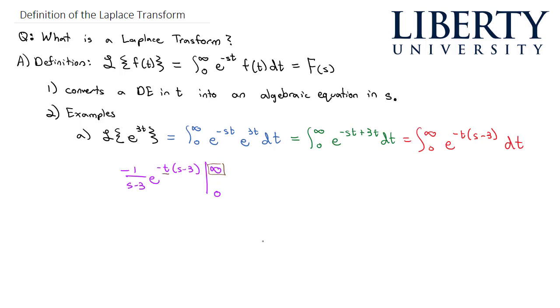As our t approaches infinity, we end up with a negative huge number in our exponent. And e to a negative huge number is 0, and 0 times anything is 0. So we'll subtract, and then we'll plug the 0 into our exponent of t, which is going to give us a negative, makes it a positive, 1 over s minus 3, times e to the 0, which is 1. So this comes out to be 1 over s minus 3. And so what we found is the Laplace transform of e to the 3t is 1 over s minus 3. Let's try another example.